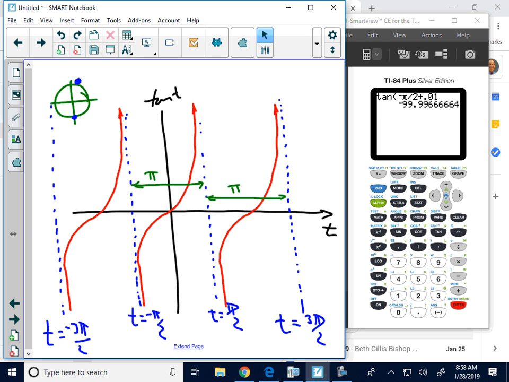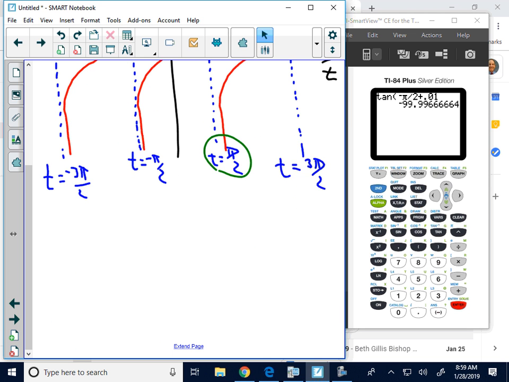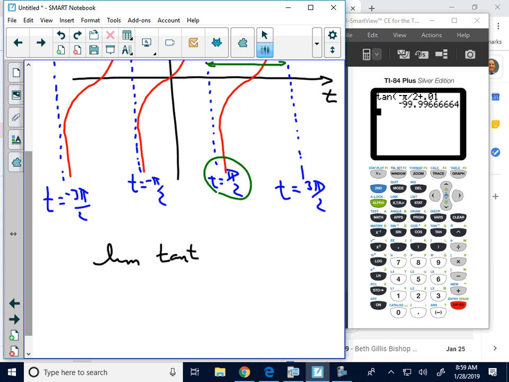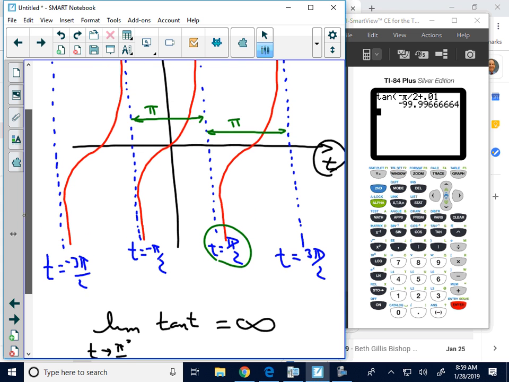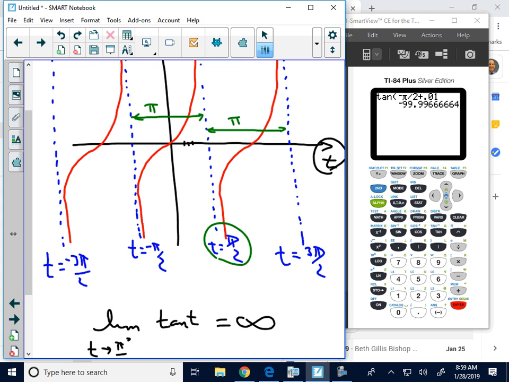Now, let's focus on this guy just for a minute and get some more of this limit notation, because that's the new thing in this particular section. We said the limit of the tangent, now I'm going to be using t because my axis is t. This is not theta, this is the t-axis. The limit of the tangent of t as t approaches pi over 2 from the left, we said that was really, really big, right? So that's what we said before. When you get close to this pi over 2 coming in from the left side, this tangent graph was going up.